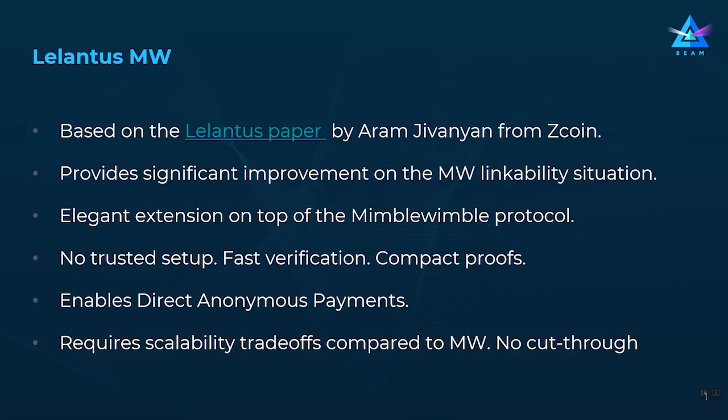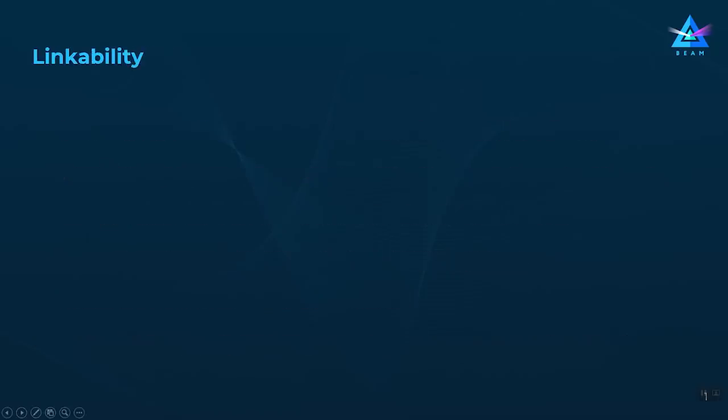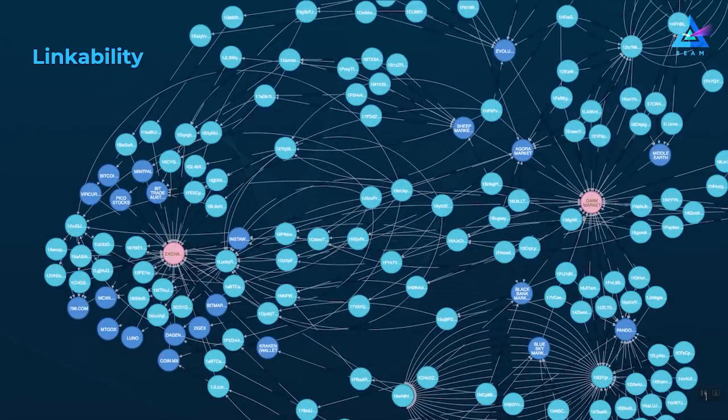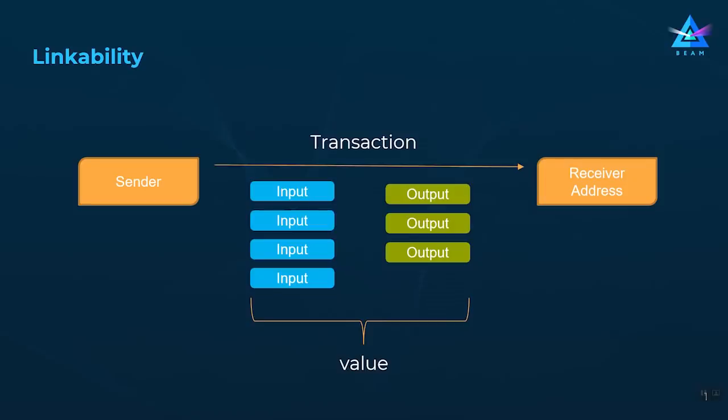So what is linkability and how does it affect us? In most UTXO-based cryptocurrencies, one could reconstruct the transaction graph by either monitoring the transactions on the network or analyzing the blockchain if this information is recorded. Each transaction has a set of inputs which are converted to the set of outputs, and this is the way the value is transferred from the sender to the receiver.